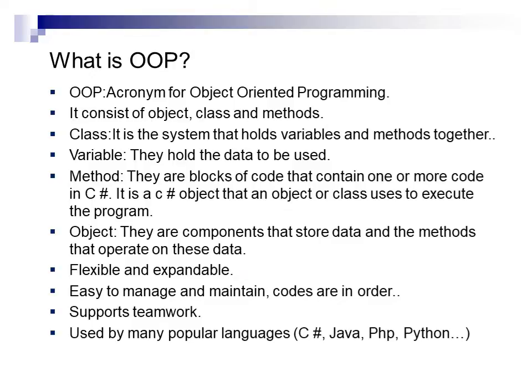Variable holds the data to be used. Method is a block of code that contains one or more code in C#. It's a C# object that an object or class uses to execute the program. Object, component that stores data and the methods that operate on these data.